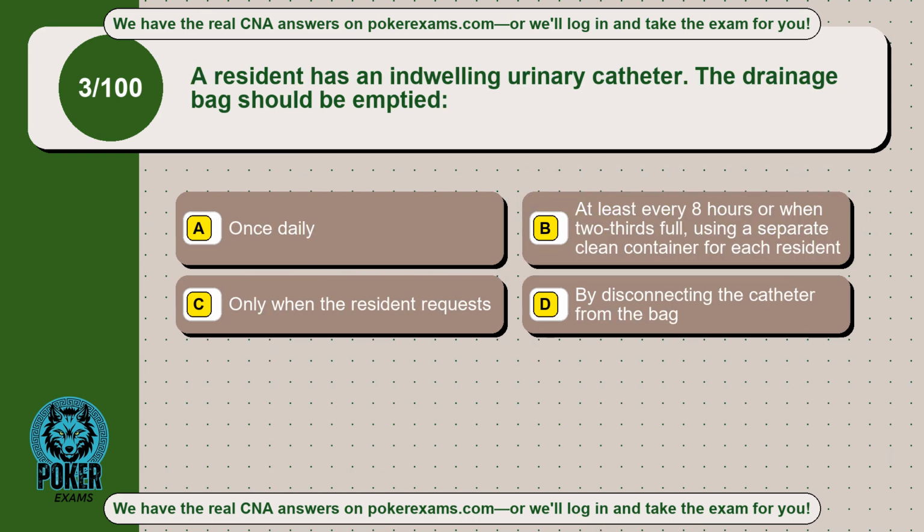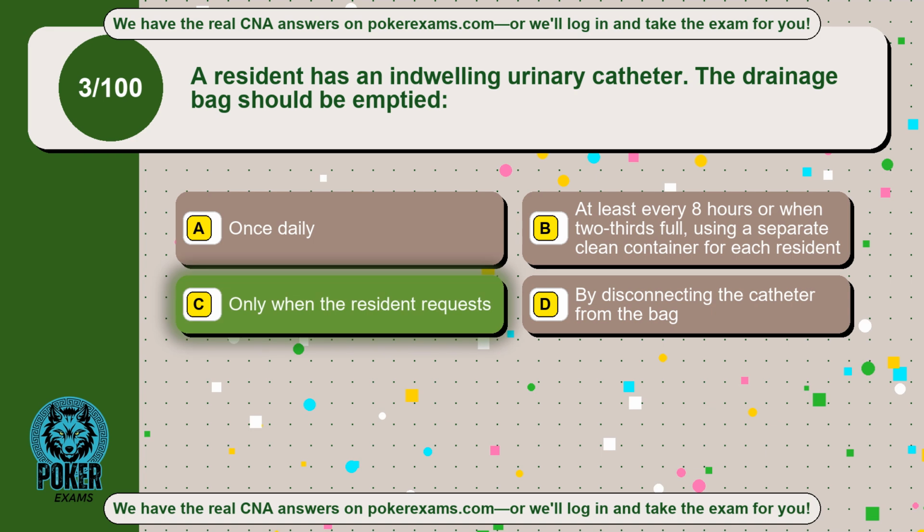Question 3. A resident has an indwelling urinary catheter. The drainage bag should be emptied: Option A. Once daily. Option B. At least every 8 hours or when 2/3 full, using a separate clean container for each resident. Option C. Only when the resident requests. Option D. By disconnecting the catheter from the bag.